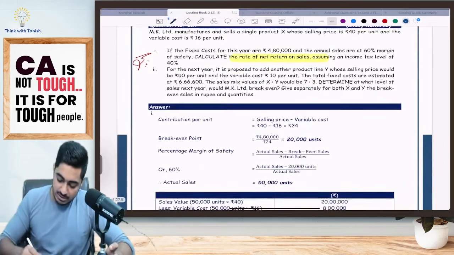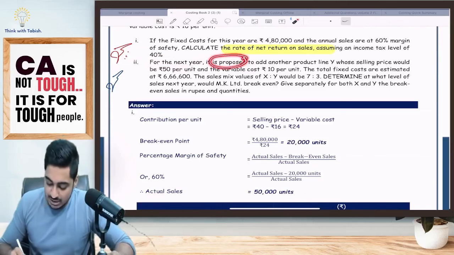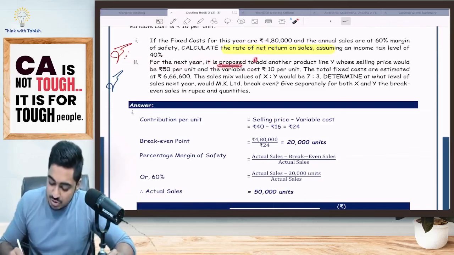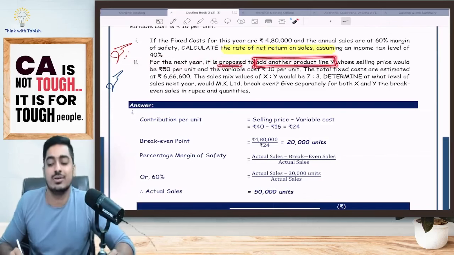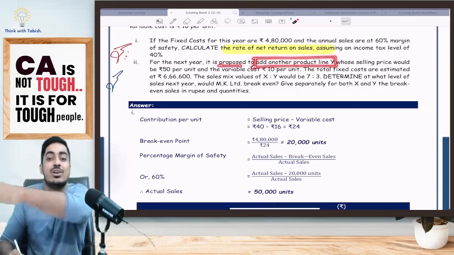Pay attention. What is part 2 trying to tell us? For the next year. Okay, boss. It is proposed. Sharaj, what are they doing? They are proposing. Whom are they proposing? Not a girl, da. It is proposed to add another product line Y. Okay. They already have X. They are not satisfied with their X. They want Y also in their life.